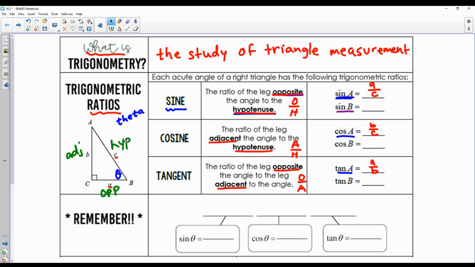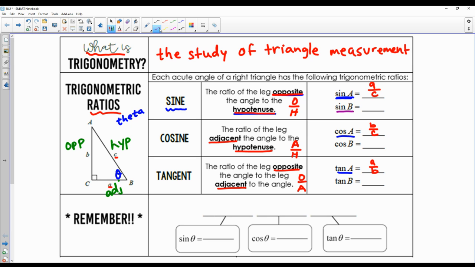Note that this side is still your hypotenuse. My right angle didn't change, so that's still my hypotenuse. However, this is no longer the opposite. We're going to have to put the opposite over there and then move the adjacent down to there. So the adjacent and the opposite move when you switch angles, and that's it.